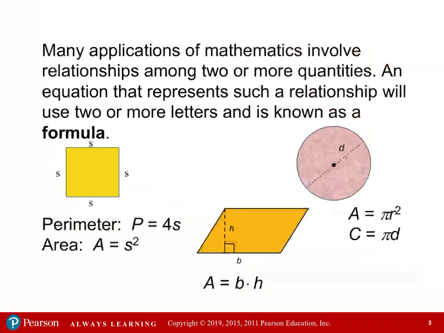Many applications of mathematics involve relationships among two or more quantities. An equation that represents such a relationship will use two or more letters and is known as a formula. So some formulas that maybe you've seen in your past math courses are perimeter, which is a sum of all the sides, area, which is the space it takes up. So this is the perimeter and area formula for a square.